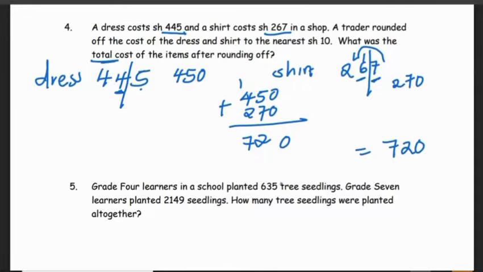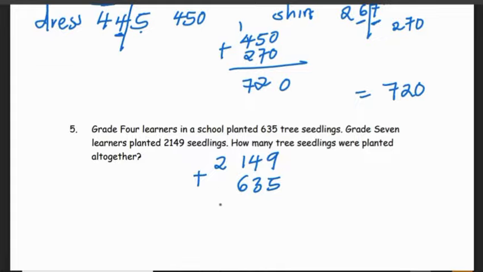Grade 4 learners in a school planted 635 tree seedlings. Grade 7 learners planted 2,149 seedlings. How many trees were planted all together? So we just need to add the tree seedlings that were planted by grade 4 learners with those that were planted by the grade 7 learners. Let's start with the bigger number, which is 2,149 added to 635.